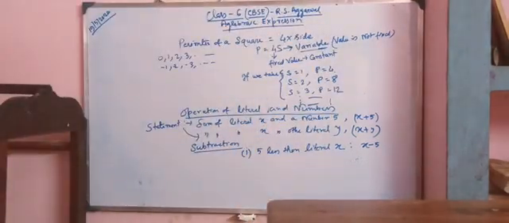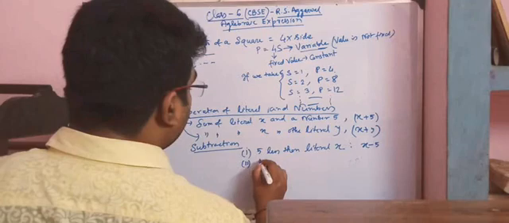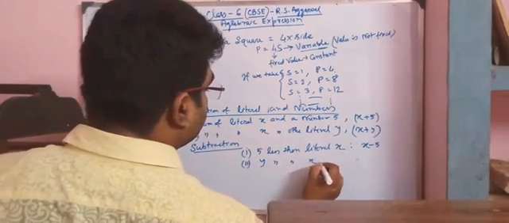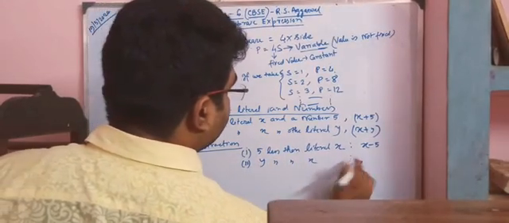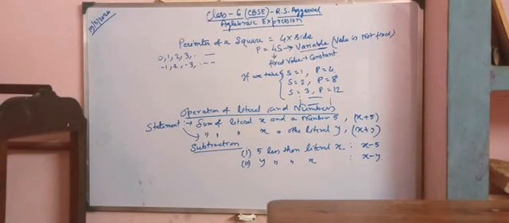5 less than. Okay. Next, y less than x means a literal less than a literal. Y less than x. How can we represent it? X minus y.